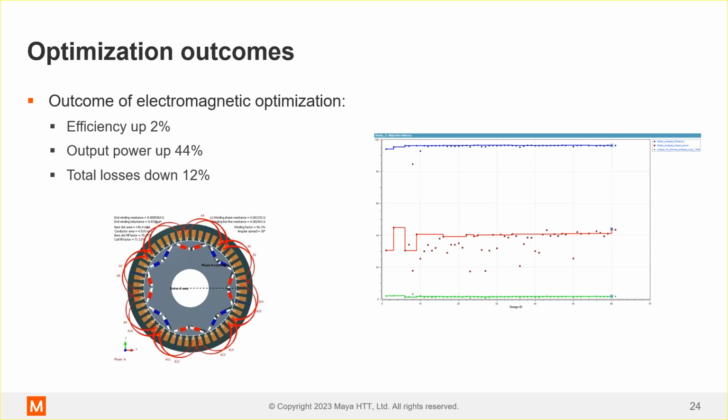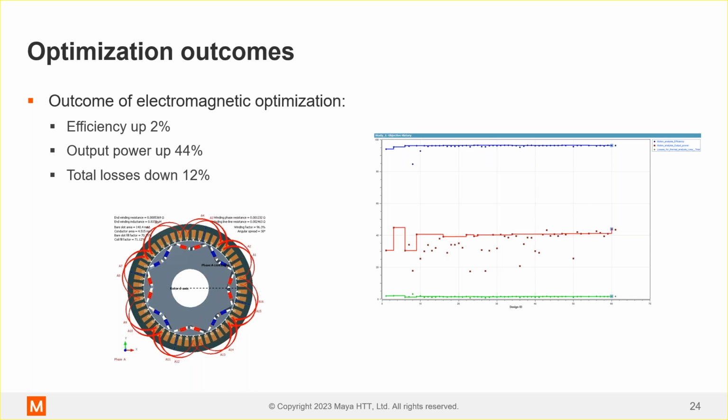The outcome after 60 different designs that were trialed: we found the efficiency of our design went up 2%. The output power went up 44%. A lot of this is attributed just to the fact that we could put more current through. We were a little bit more efficient, we could push quite a bit more current, and suddenly we generate a lot more output power. That's great. Actually, at the same time, our total losses went down 12%. And as we said, a lot of the changes that we saw in here were mostly magnet geometry.